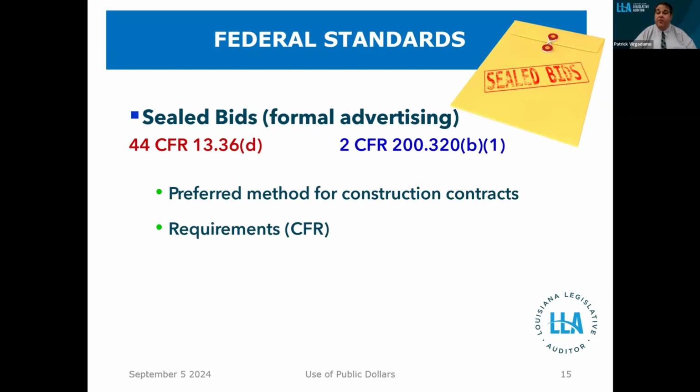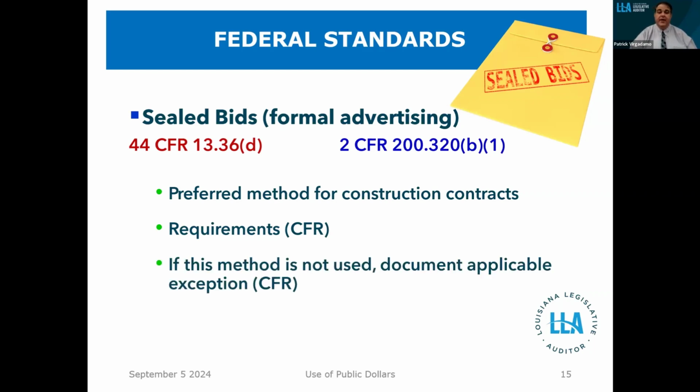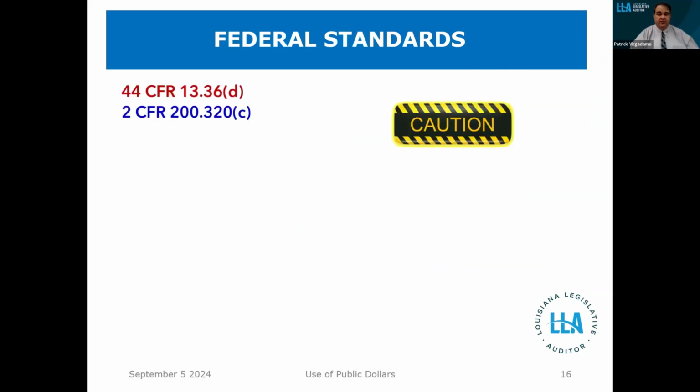It is important to note this is essentially the same method that's required under the public bid law for public works, because those construction contracts require that advertising, receiving formal bids back that are responsive, and then awarding it to the lowest bidder. If you do not use this, the federal government requires you to document what the applicable exception was that allowed you not to use sealed bidding. Again, noting it is the preferred method for construction contracts.